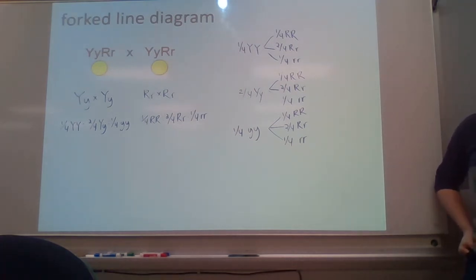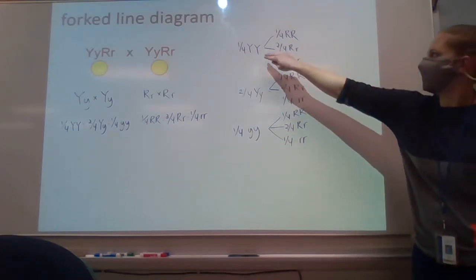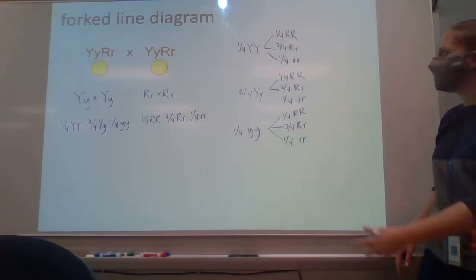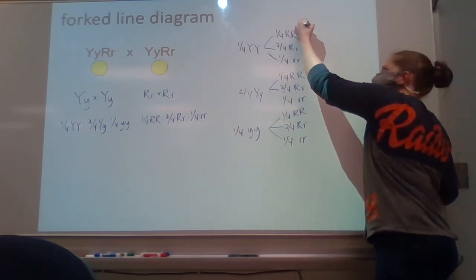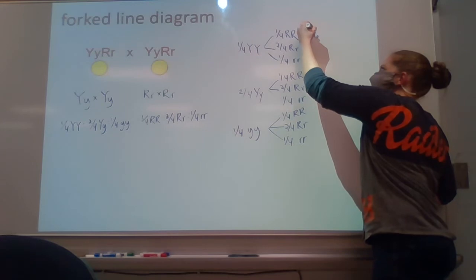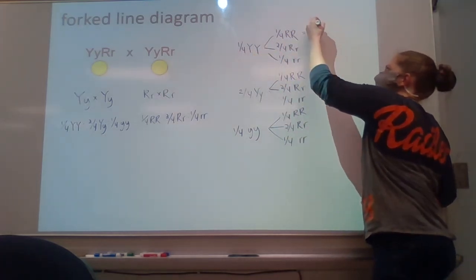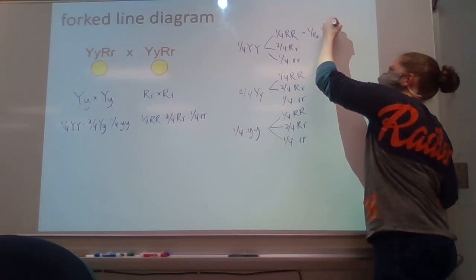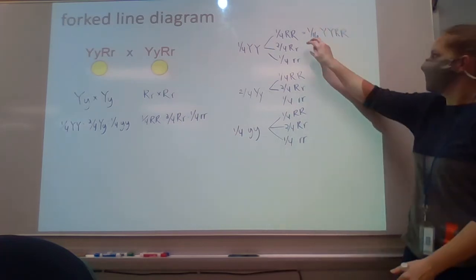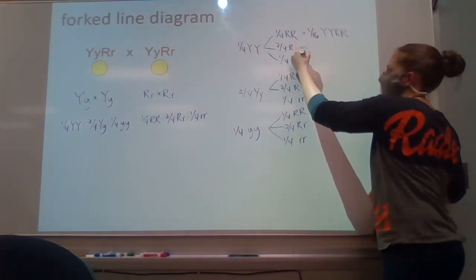So when I multiply all those possible combinations, I'm going to multiply every genotypic probability for my Y cross and every genotypic probability for my R cross. So go ahead and do that. So multiply 1/4 times 1/4 is 1/16. That is going to be dominant Y, dominant R, homozygous Y, homozygous R. Okay, so go ahead and do that for each one of these.